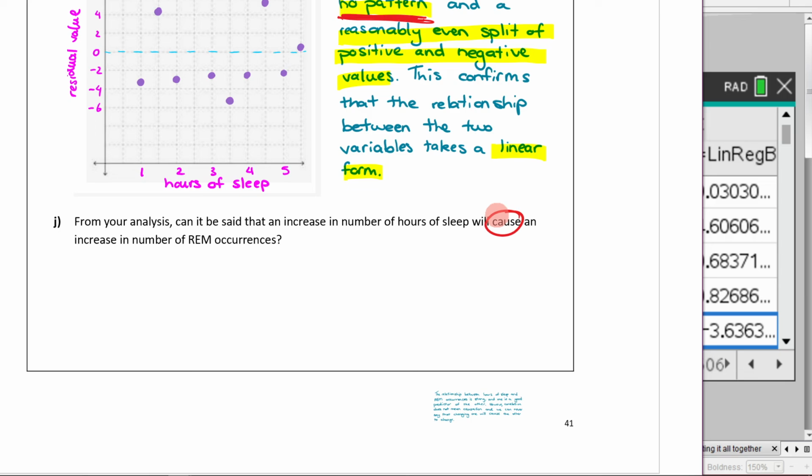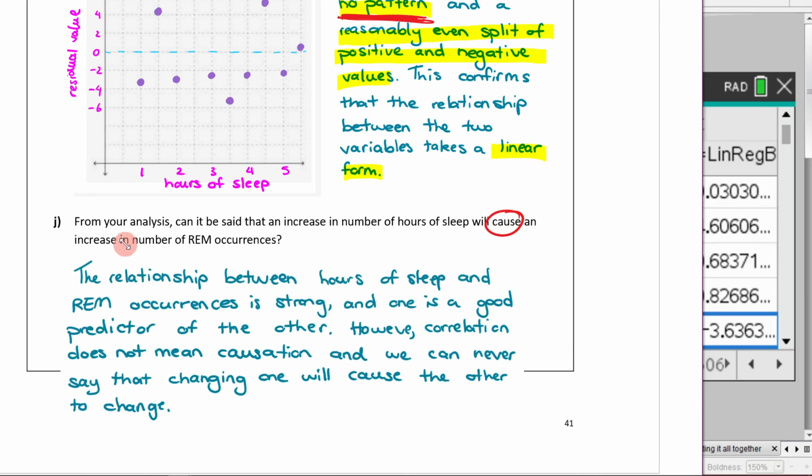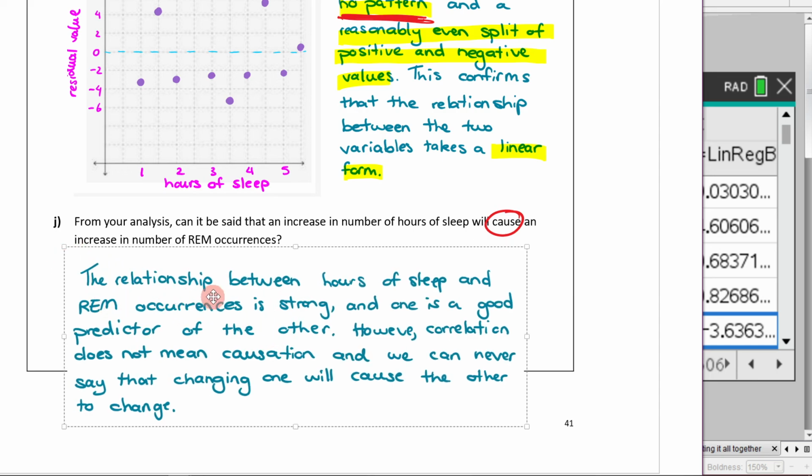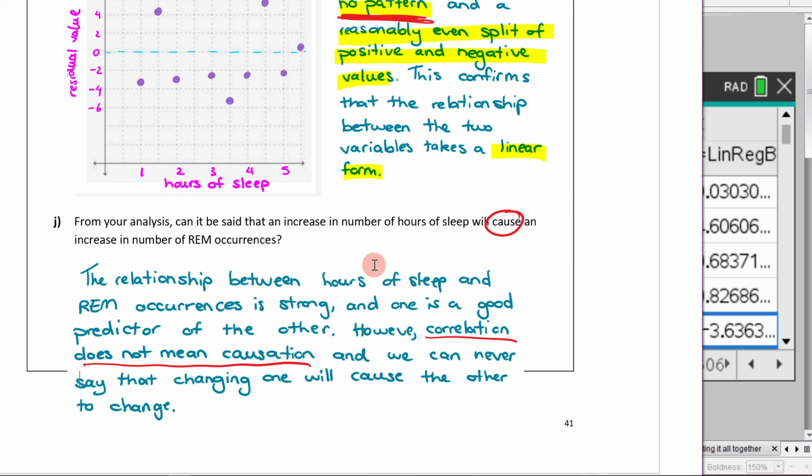See this word cause? They're trying to trick you. This is what an answer should say. So a good answer would say something along the lines of, the relationship between hours of sleep and REM occurrences is strong, and one is a good predictor of the other. However, correlation does not mean causation, and we can never say that changing one will cause the other to change. So they're trying to catch you out there, but you know that correlation does not mean causation. So just make sure that you include that in your response.